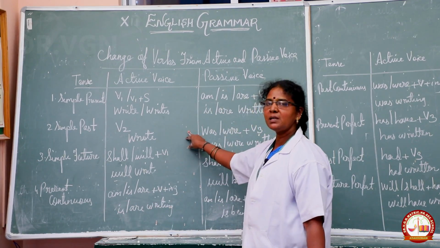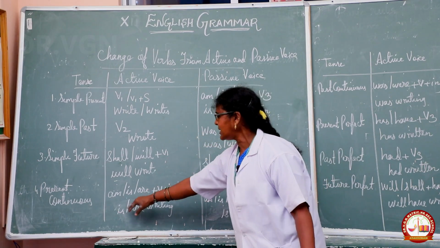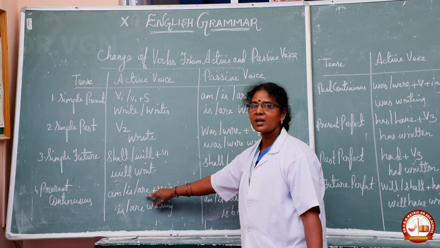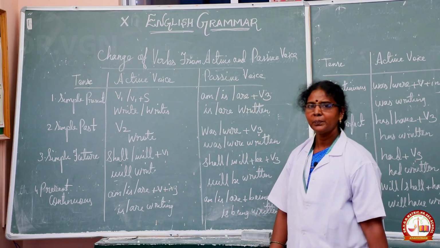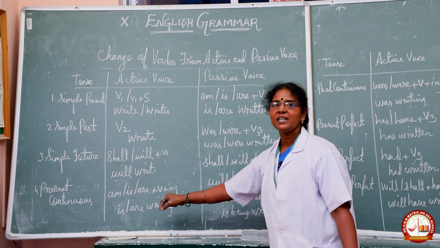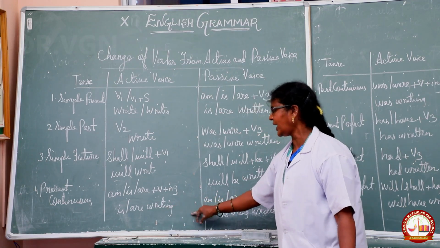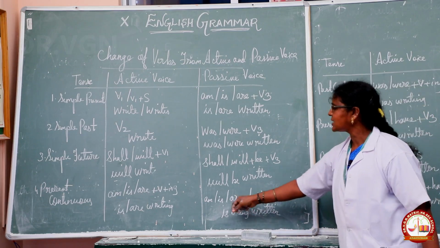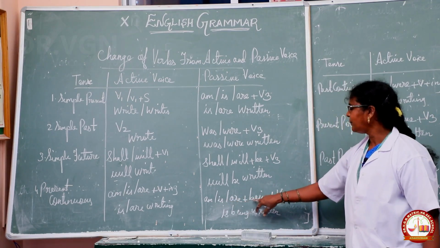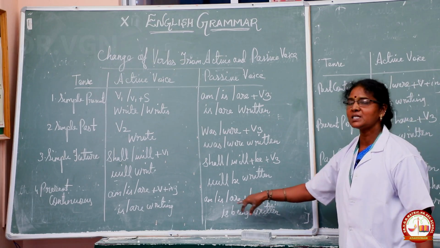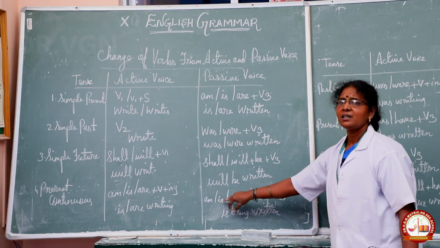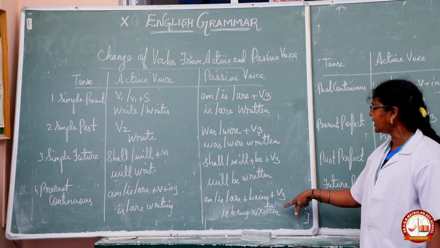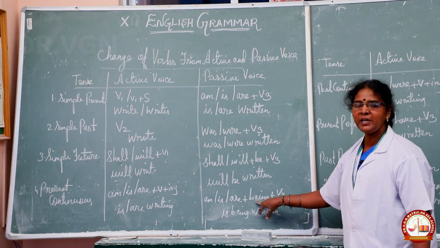If the active voice in present continuous means am/is/are plus verb plus ing, that means is writing. That is in active voice. When you change it into passive voice, the rule is am/is/are plus being plus V3. That means she is being written a letter. So V3, written, and you must add being.